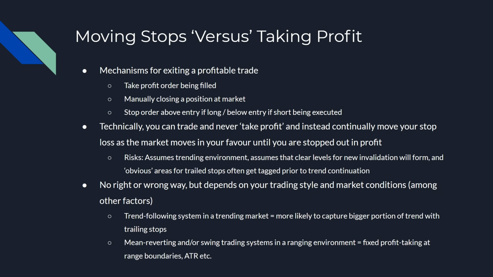Now, in terms of profit-taking methodology, as a facet of trade management, just a couple of the mechanisms for exiting a profitable trade. I'm sure there are loads more that I missed. Take profit order being filled, obviously. Manually closing a position at market. And then a stop order above entry if long or below entry if short. So basically an onside stop that's been moved into profit being executed. So technically, you can trade and never take profit, and instead continually move your stop as the market moves in your favor until you are stopped out in profit, right?